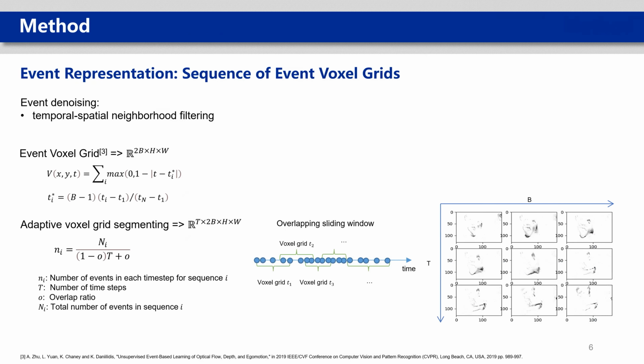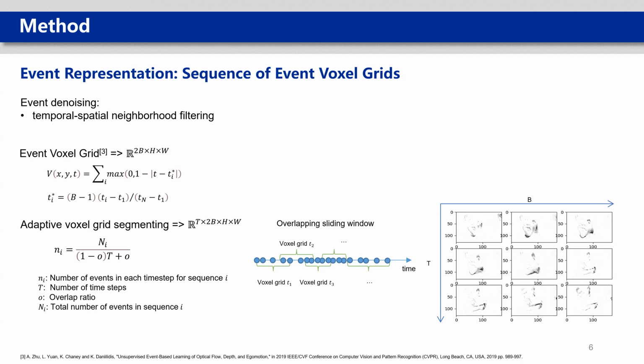In the pre-processing stage, we first denoise the event stream with a simple temporal spatial neighborhood filtering. Then, since the event streams cannot be directly processed with neural networks, we use event voxel grid representation to encode the event streams into three-dimensional tensors that contain spatial and temporal information simultaneously.